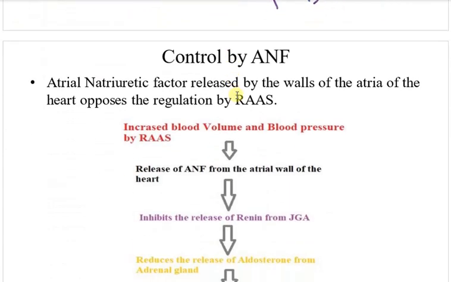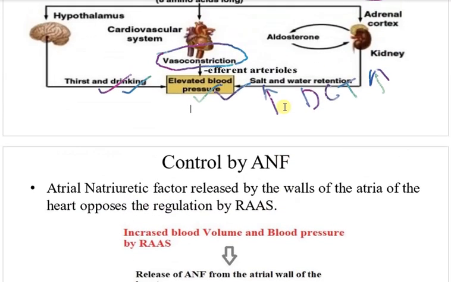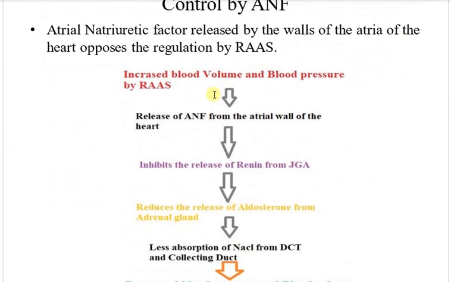Let's go to ANF, atrial natriuretic factor. This is a particular hormone which is released from the wall of the atria of the heart, and opposes the regulation of RAAS. Actually, what happens in RAAS? It helps to increase the blood pressure. So, if the blood pressure is always in an increased condition, it can also be harmful for our body. So, for that, there is an opposite mechanism that also protects us.